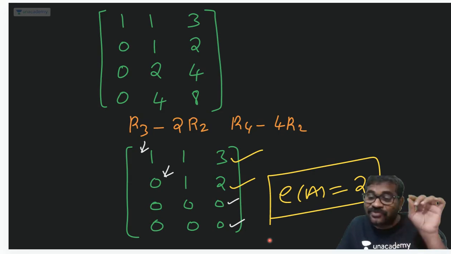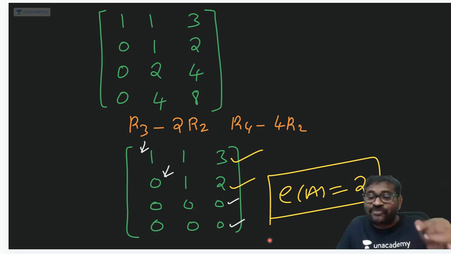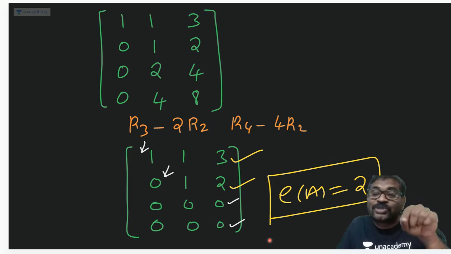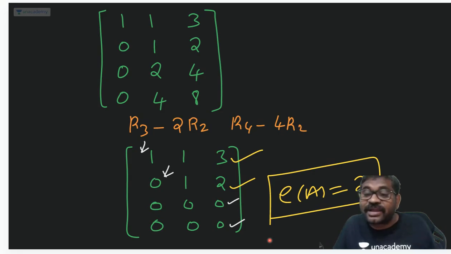The order of the highest ordered non-zero minor is called rank. That is a procedure to calculate rank. Echelon form has two conditions. If the matrix satisfies both conditions of echelon form, the number of non-zero rows is called rank. What does rank represent? Please remember, rank represents the number of independent vectors. Sir, what is an independent vector? One minute, observe. I'll explain.